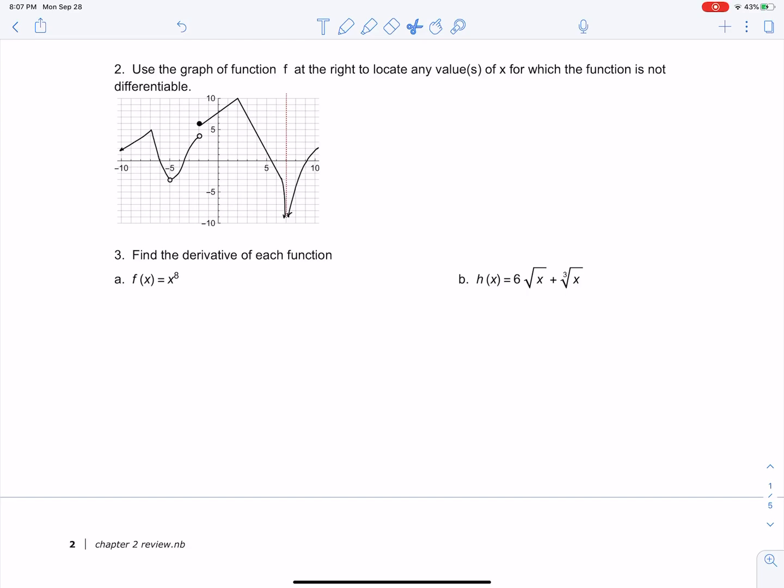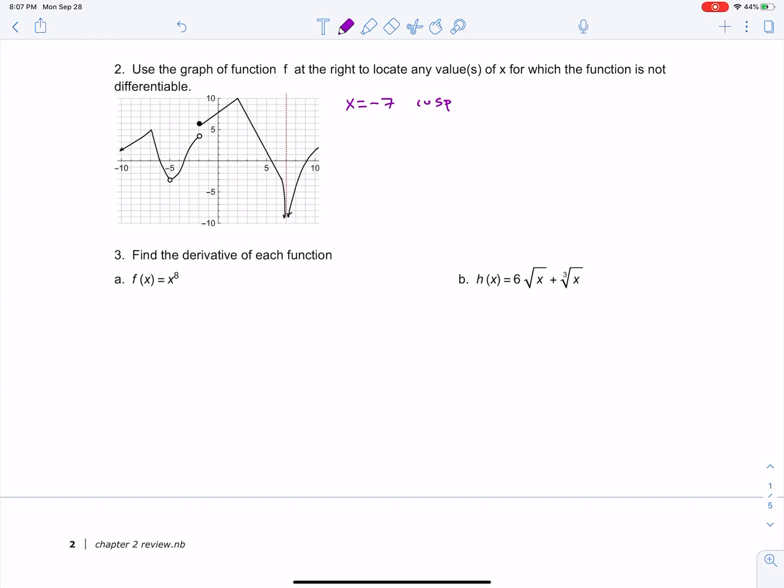So in general, let me give you some reminder descriptions here. A function is not differentiable where there's a cusp or a corner. So for example, right here, there is a cusp. So at x equals, what is that? It looks like -7. So at x equals -7, it's not differentiable because there is a cusp.